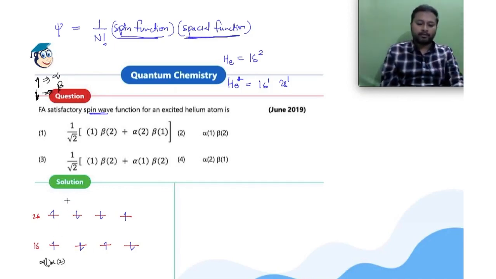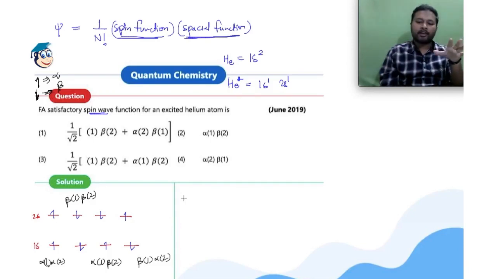What about this one? This will be called beta 1, beta 2. In the same way, here both the spins are downwards, so this will be called beta 1, beta 2. What about this one? Here we will call it alpha 1, beta 2. Why? Because the first electron is in the alpha state, the second one is in the beta state. And for the last one, we'll call it beta 1, alpha 2.